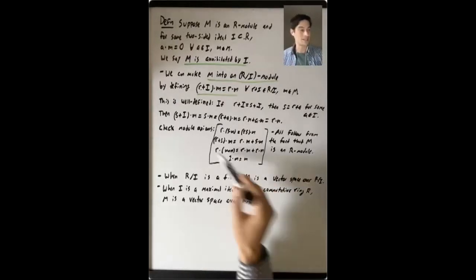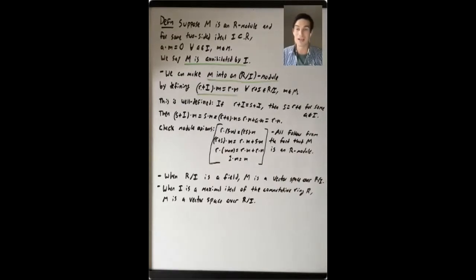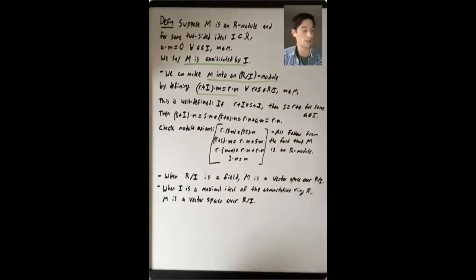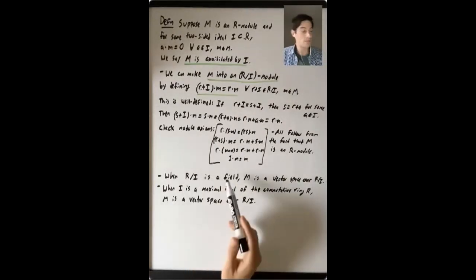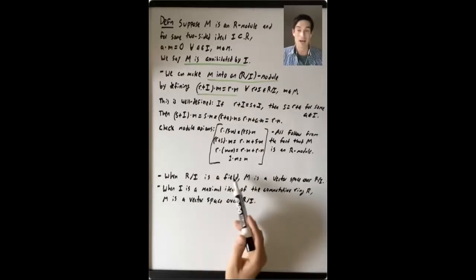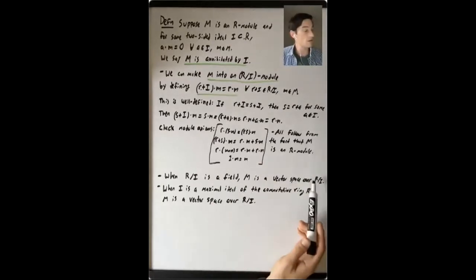Okay, so this is a general setup where if we have some R module M that's annihilated by I, then we can give it the structure of an R mod I module. What are some interesting instances of that? When R mod I is a field, M is an R mod I module. It's a module over that field. So it is a vector space over the field R mod I.